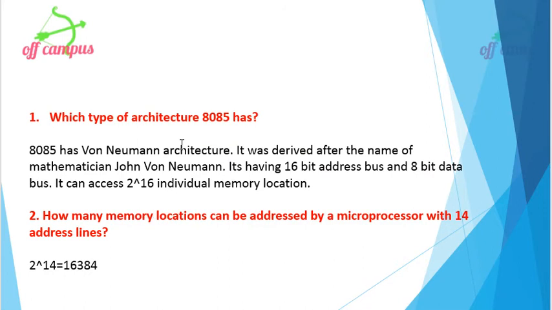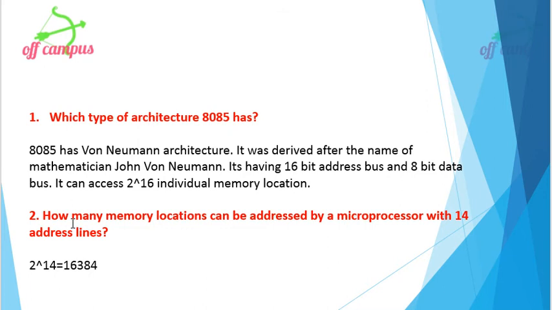What type of architecture does 8085 have? 8085 has von Neumann architecture. It was named after the mathematician John von Neumann. It has a 16-bit address bus and an 8-bit data bus. If it is a 16-bit address, how many memory locations can it access? It can access up to 2 power 16 individual memory locations. So the type of architecture is nothing but von Neumann architecture.